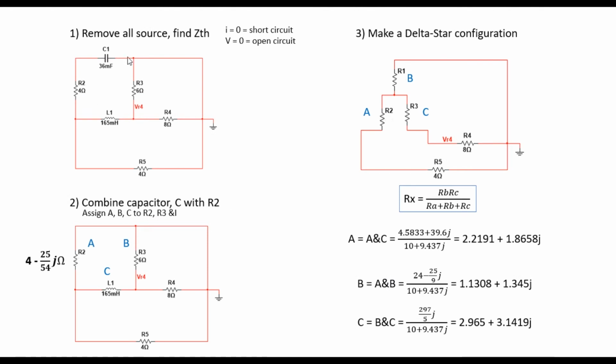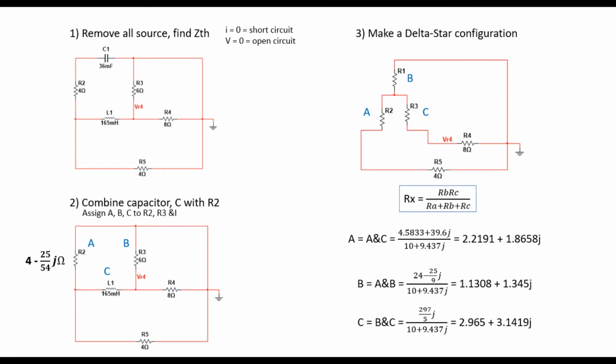It will become this circuit. Note that I equal to 0 will become short circuit and V equals to 0 will become open circuit. Second, we combine capacitor C with R2 with C, so we plus it, and these are the values. If possible, assign R2, R3 and L1 with A, B and C respectively to make delta star configuration.